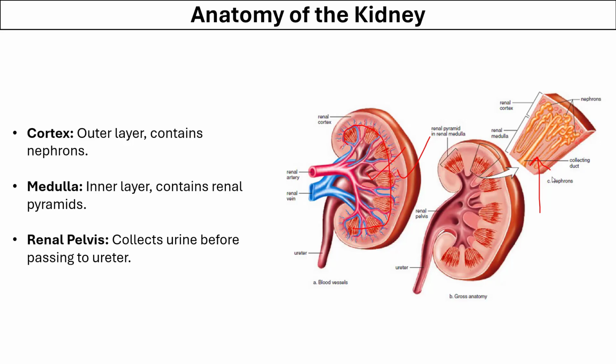But what we need to understand is all these tubules open into one duct, and then these ducts open into these spaces called the renal pelvis. So renal pelvis is where the urine from all these tubules is collected and pooled and then transported to the urinary bladder through ureter.